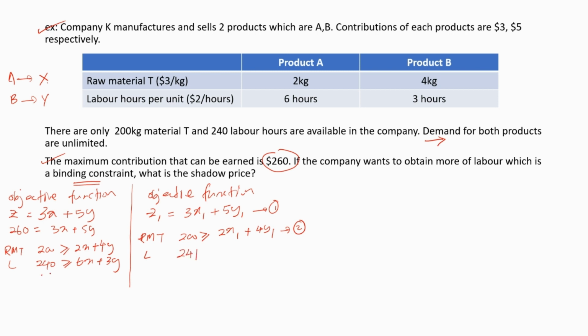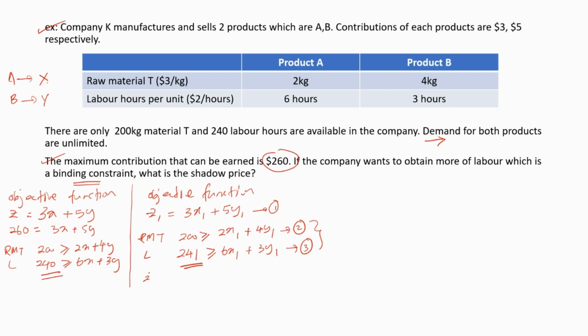Pay close attention. We only had 240 hours of labor. But here we are going to obtain one more unit of labor, which means 241. This is greater than or equal to 6x1 plus 3y1. This is the third equation. Now what we have to do is solve these two simultaneous equations in order to find x1 and y1. Let's find the x and y values manually.